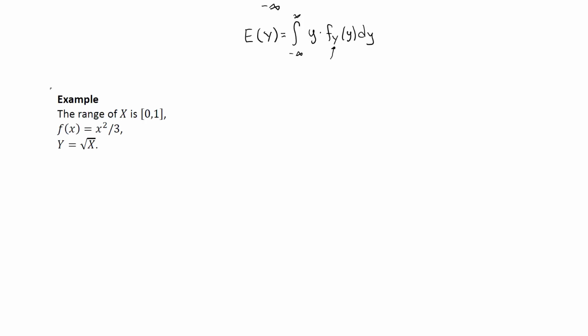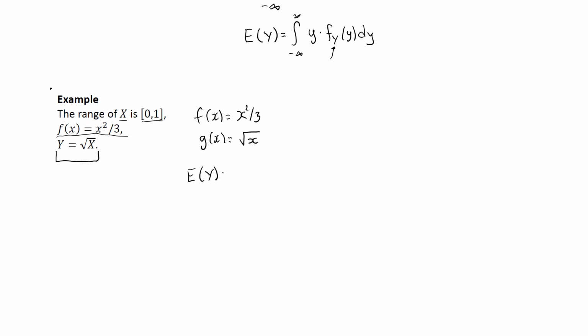Here's a simple example. Let's say I have a random variable X with range 0 to 1, and the PDF of X is 2x/3. I'm not interested in the expected value of X, I'm interested in the expected value of Y, where Y is the square root of X. So my f of x function is 2x/3, and my g of x function is the square root of x.